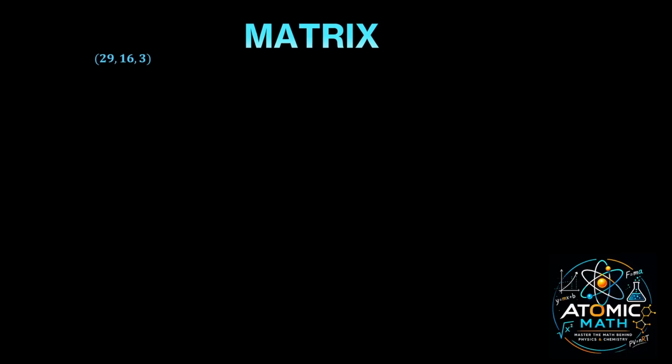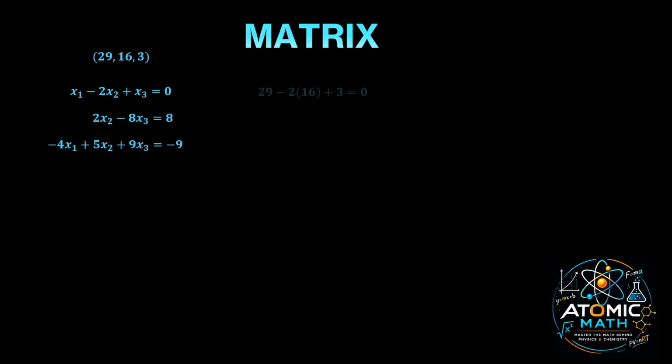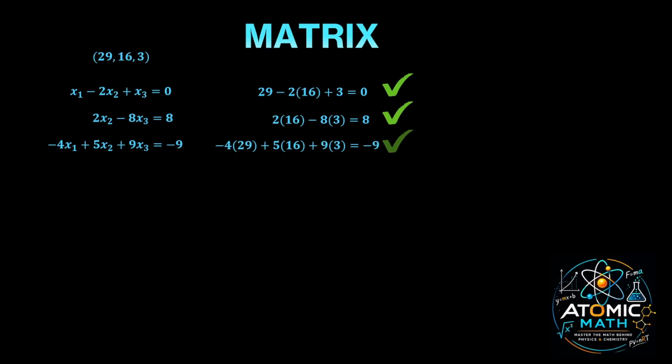So we can also go back and check this. We had our original equations here. So if we plug them into the first equation, we find that it is consistent. If we plug it into the second equation, again, it is consistent. And if we plug it into the third equation, again, it is consistent. So that means that (29, 16, 3) is a solution of this system of linear equations. So that's how you can use a matrix to solve a system of linear equations.